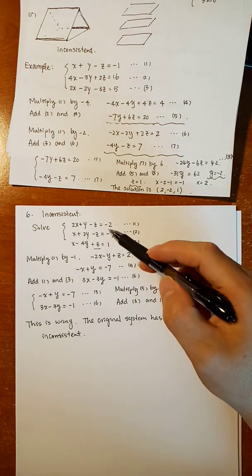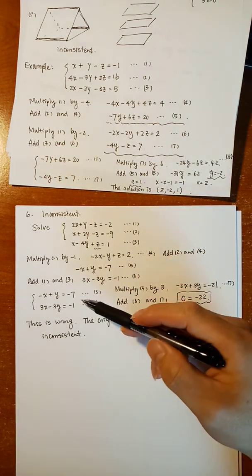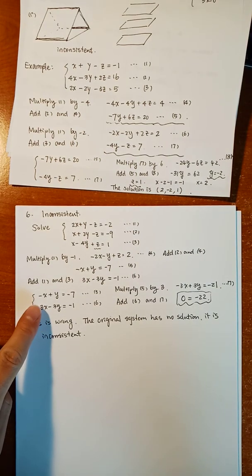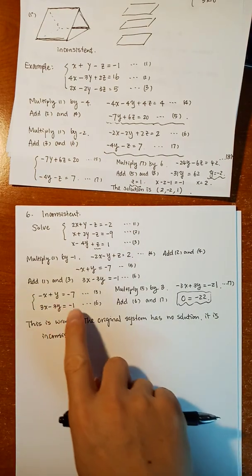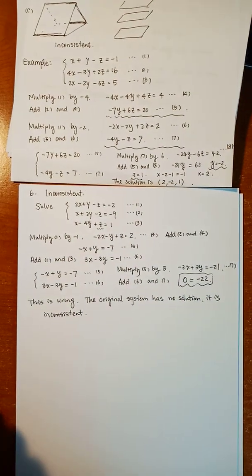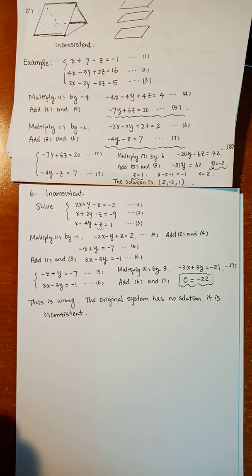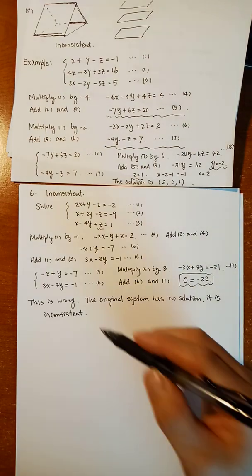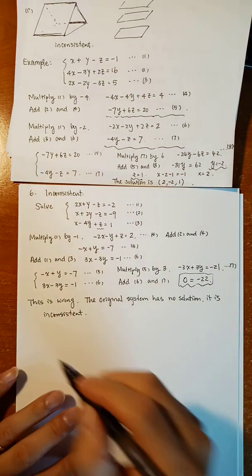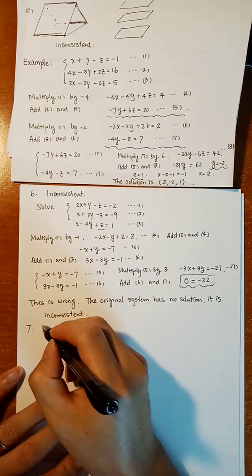That's it. So after eliminating one variable, we do find two equations with two variables, and then we continue the elimination. We get some strange condition. So it is inconsistent.